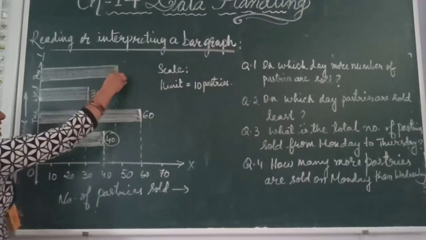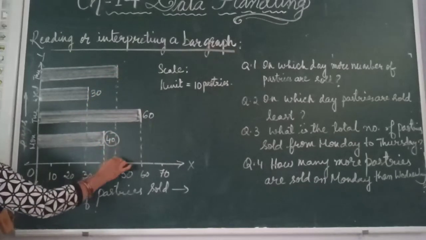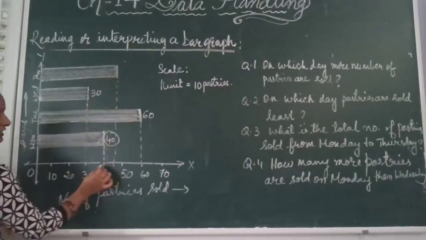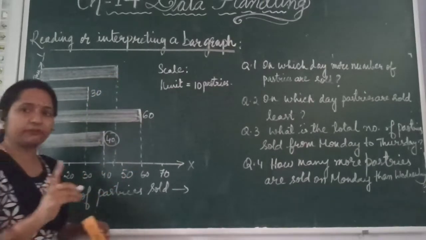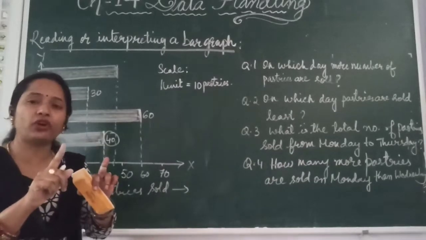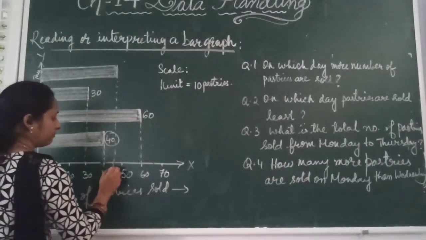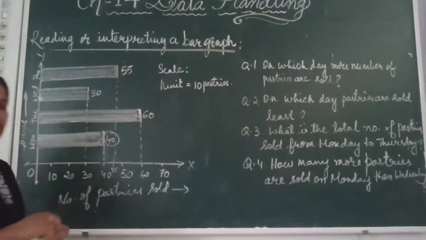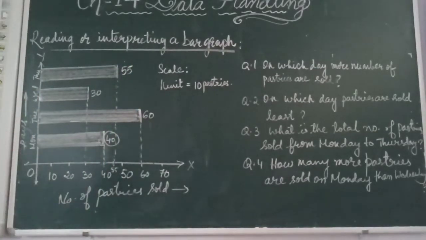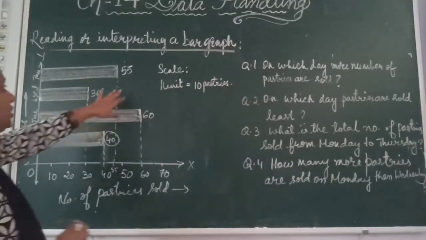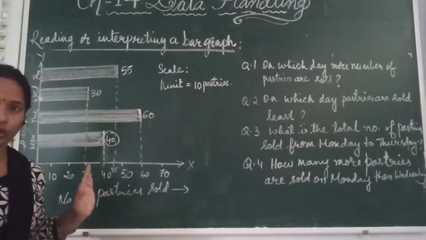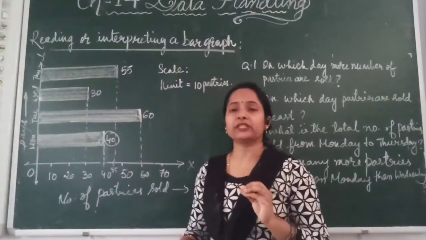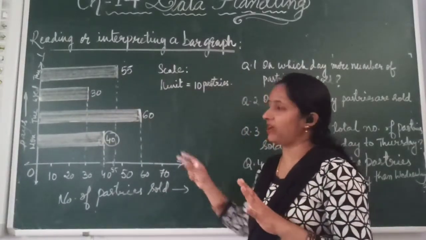See, the height of the bar lies between 40 and 50. Which number comes exactly between 40 and 50? It will be the number 45. So how many pastries are sold on Thursday? On Thursday 45 pastries are sold. So the information about the number of pastries sold, with the help of this bar graph, we got here.